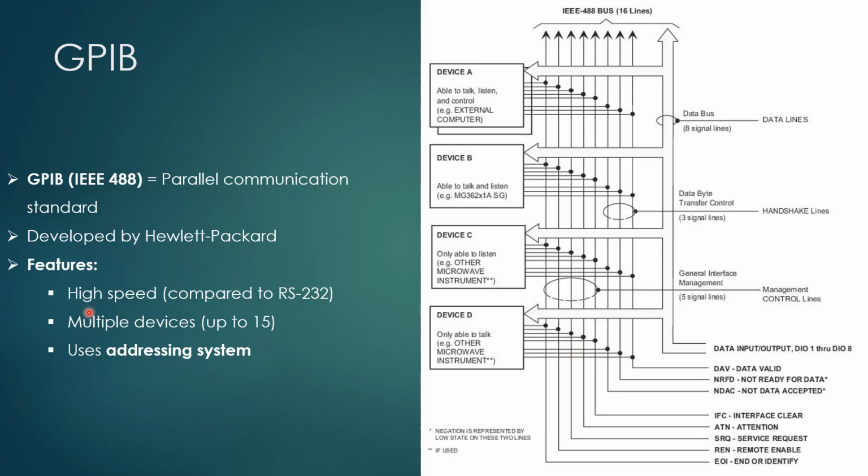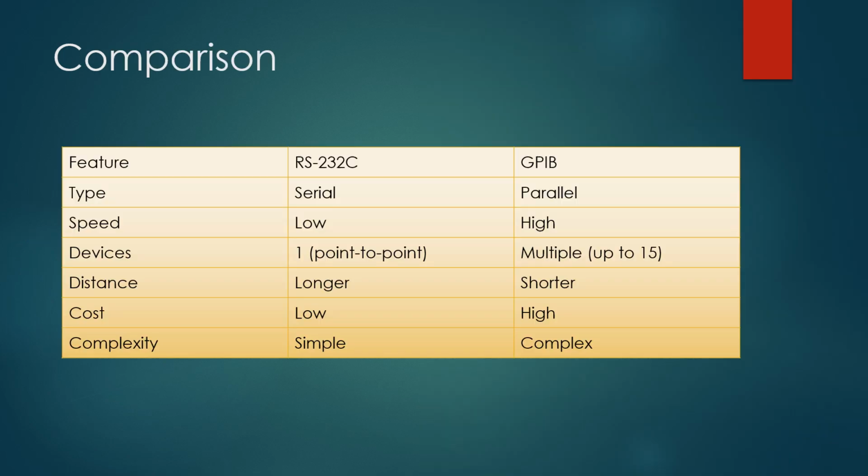So by the way, this is a high speed communication when compared to RS-232, and it can support connection of up to 15 devices. It uses an addressing system for making proper data retrieval and storage. And comparing this, RS-232 is a serial communication and GPIB is a parallel communication. RS-232 supports low speed data transfer, and GPIB is of high speed data transfer. With RS-232 only one device can be connected at a time. Here 15 devices can be connected in a single shot.